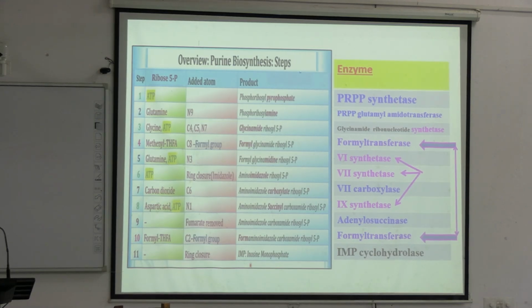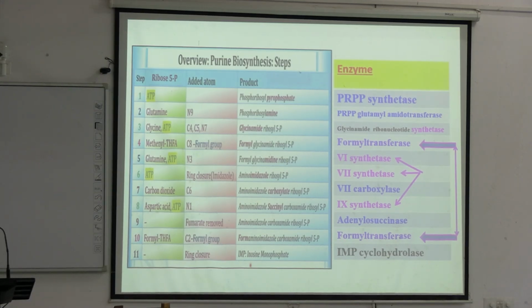3 amino acids are required. One is glutamine, one is aspartic acid, and third one is glycine. Tetrahydrofolate contributes 2. There are many advantages of noting it down. And carbon dioxide, we get it out of 9 steps. You see, there are 2 steps where there is ring closure. This is the ring closure step. At this 6th position, the 6th step is the ring closure step.